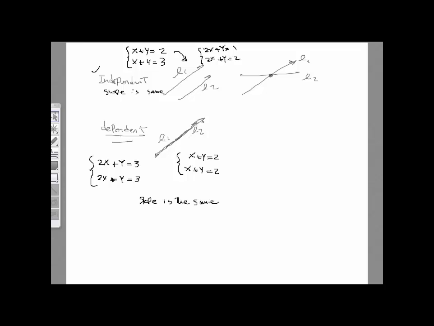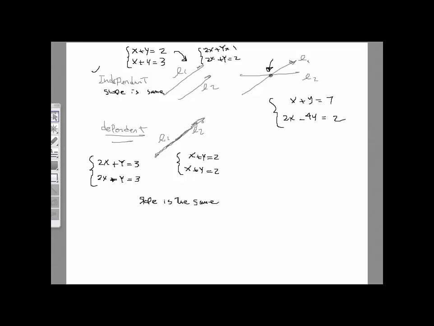Now, any other two lines, like x plus y is equal to 7, or 2x minus 4y is equal to 2. See, if you look at the slope of these two lines, they're different. So it means they're going to intercept at some point. They're all independent. That's another example of independent.